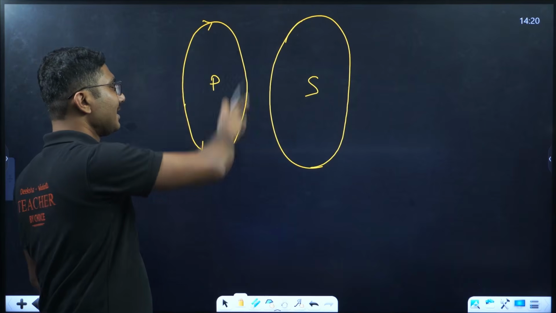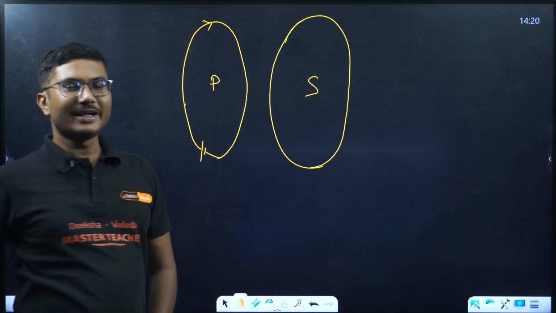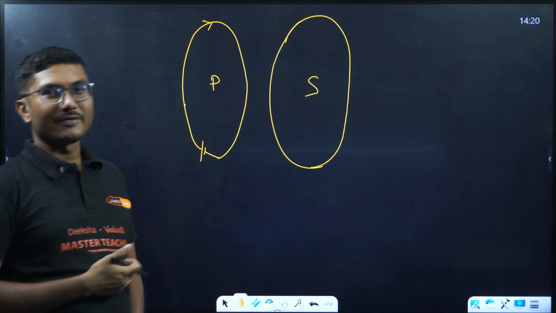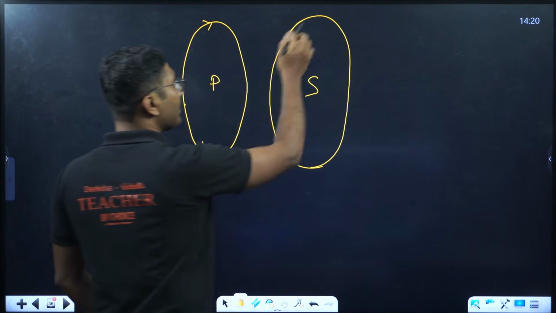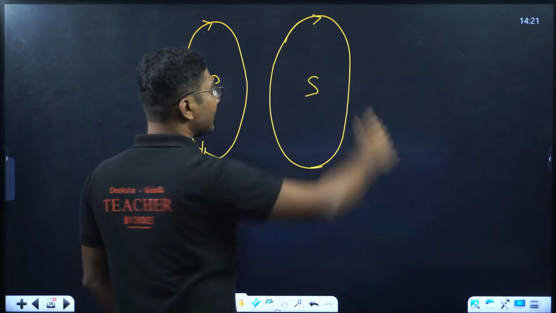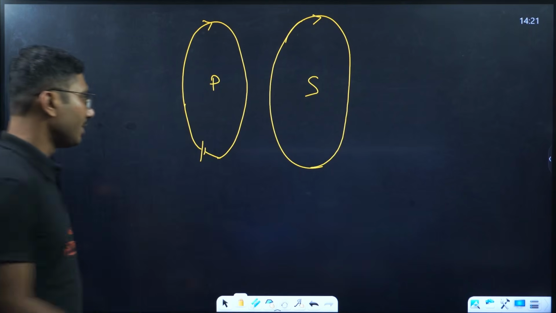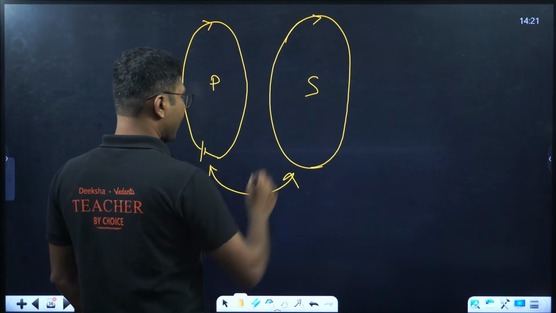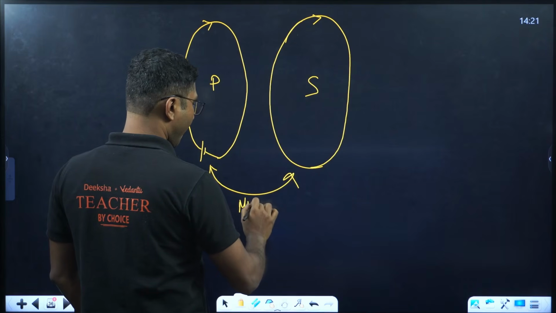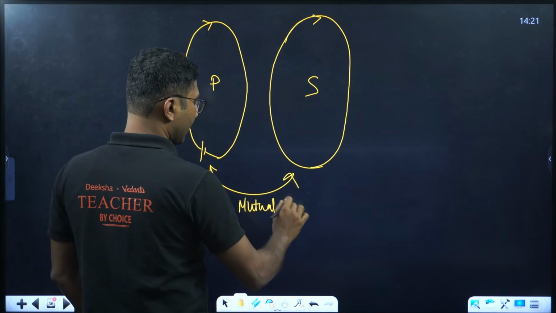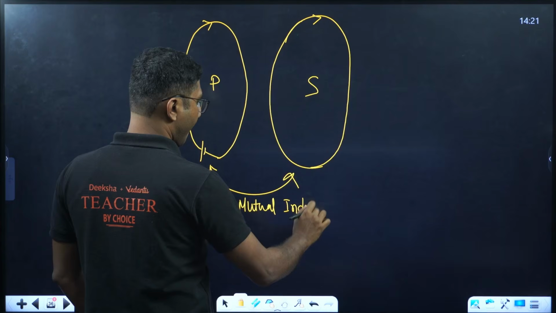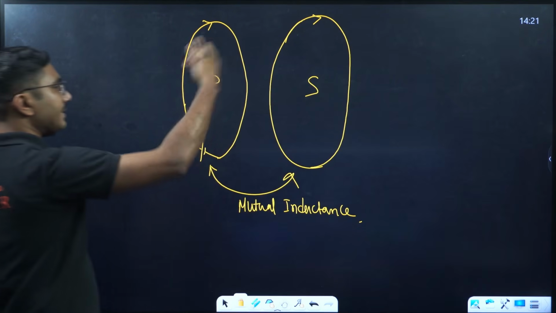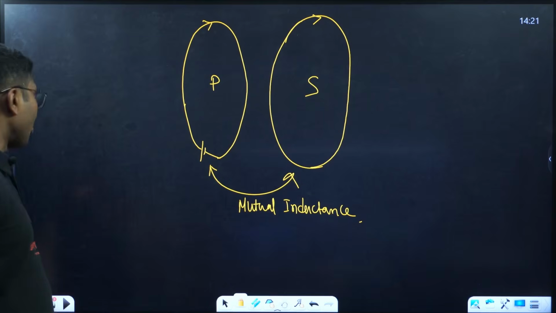So basically this current is asking the other circuit, that I have a current, why don't you have one? You should also have a current. Because of this, if some current is produced here, then that is called mutual inductance. This is the property by which this is happening, called mutual inductance. So one coil is helping another coil, which is normal, right?